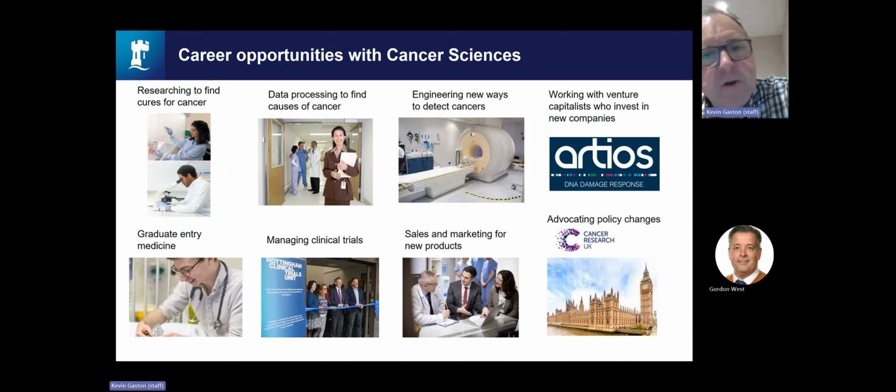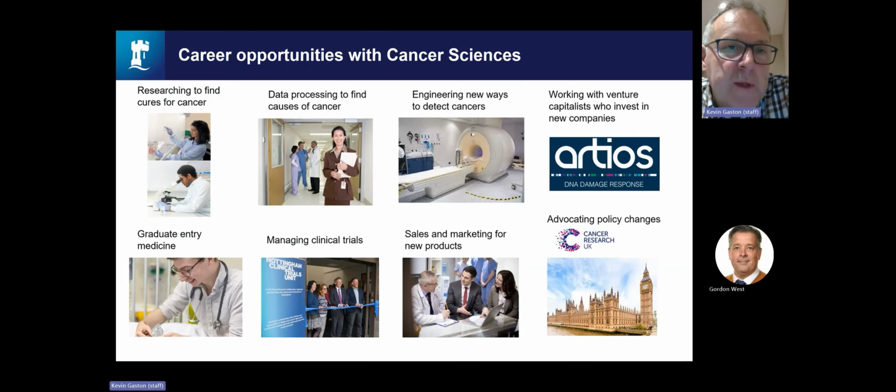So there are lots of different career opportunities within this sort of cancer science field. There's clinicians, and clinicians are vital, but we also need researchers who are going to go out and do the lab work that's required to find these different curative molecules and get them tested. We need people who can analyze data really well as well. So we need data analysts who can work in the cancer research field, and they can use the huge amounts of data that are now being produced.